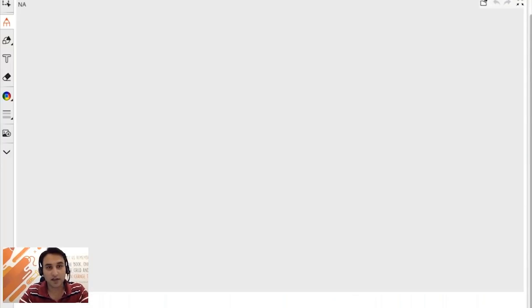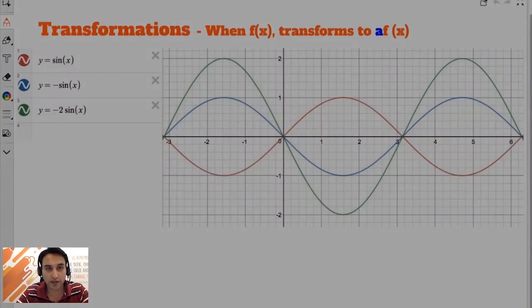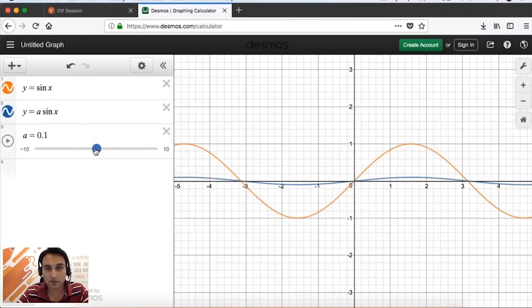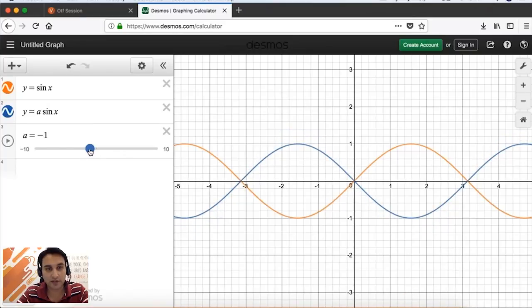Now, what if we multiply by a negative? Which we saw in Desmos also. What if you multiply by a negative? So let's do the negative. So 0 and negative. So minus x. This is the minus x, right? This is the minus x.